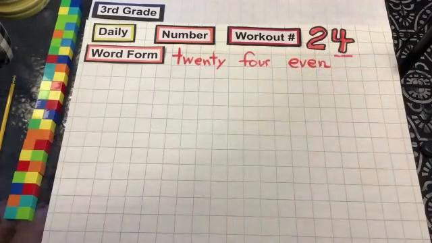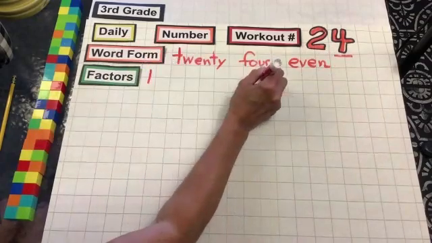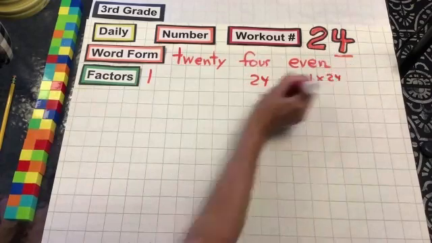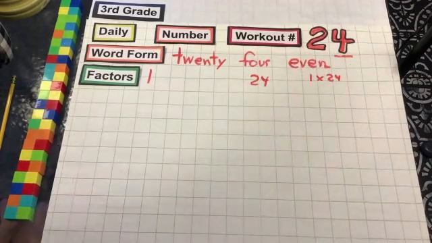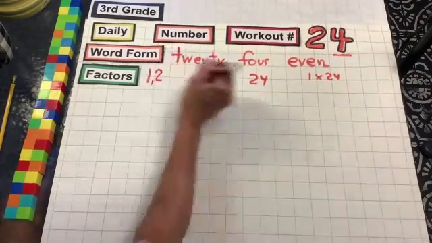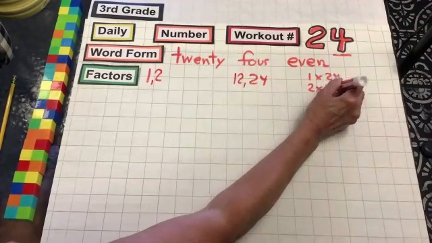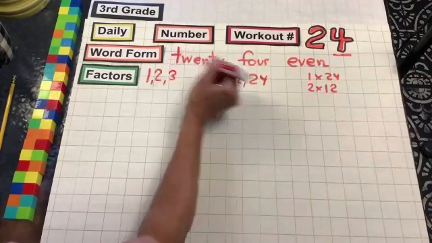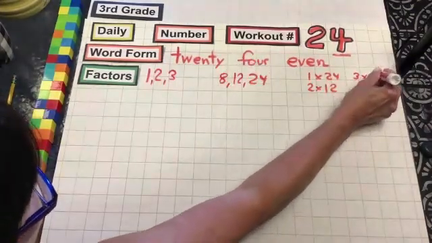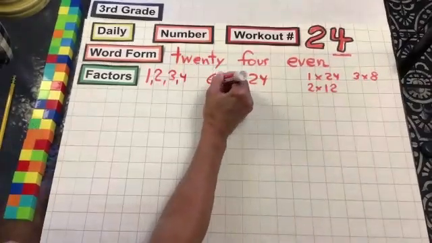And let's go into factors. So 1 times 24. We come over here, we do 1 times 24. But this is a strategy so that we can know when we're done. 2 goes in. 2 times 12 is 24. 3 goes in. 3 times 8 is 24. 4 goes in. 4 times 6 is 24.